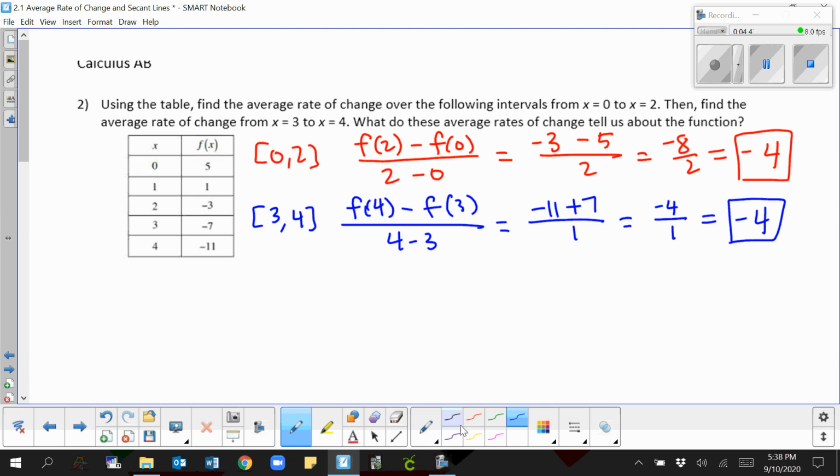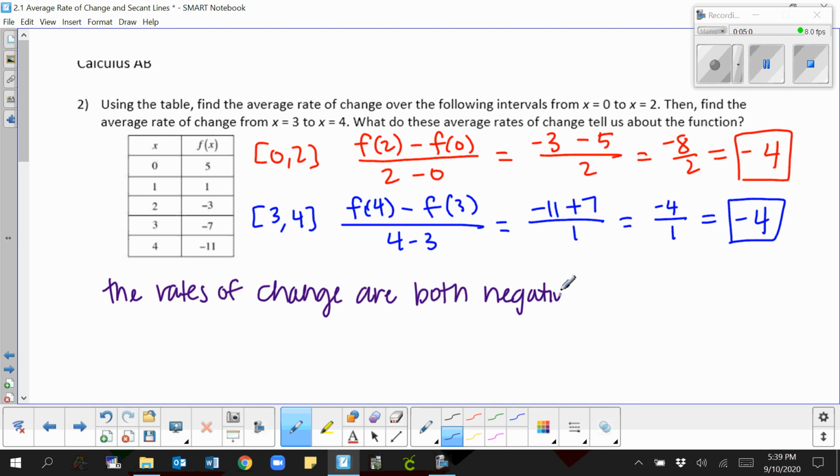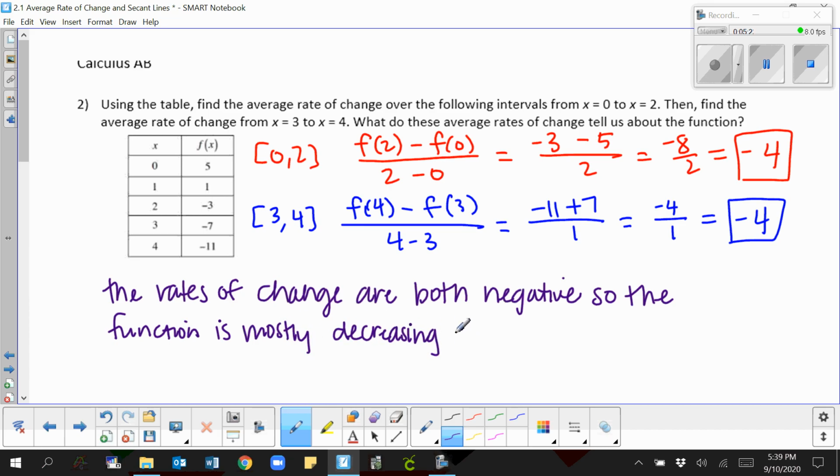So for both of these, they're negative. So I'm going to say that the rates of change are both negative. So, instead of saying rates of change, let's say the function is mostly decreasing on both intervals.